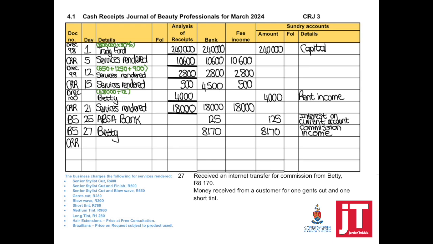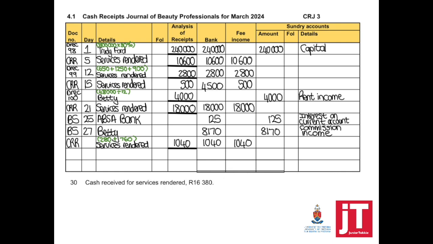On the same day, money received from a customer for one gents cut and one short turned. There's no mistake there. The figure, you need to calculate it. How much does this customer owe you? We start with the source document, cash register roll. One gents cut is 280 and short turned is 760. So the two added together for services rendered means that this customer paid 1,040. We draw a line. How much did we deposit in our bank account? 1,040. For what reason? Fee income.